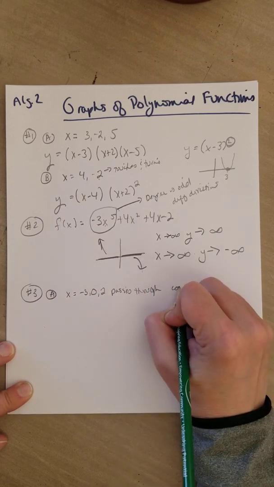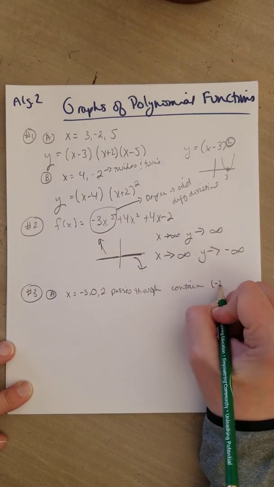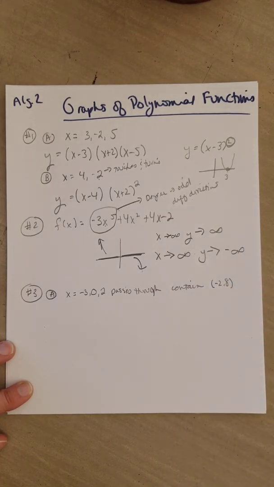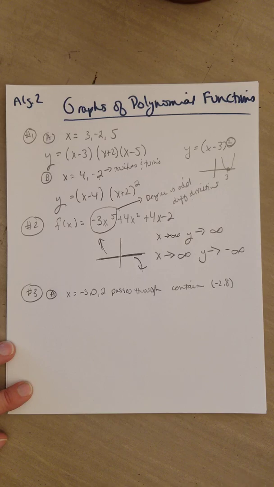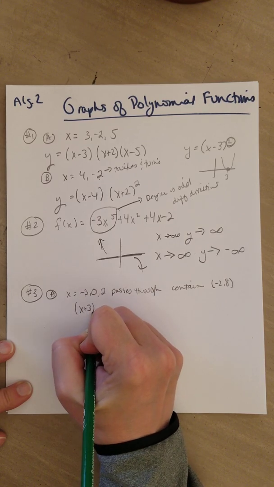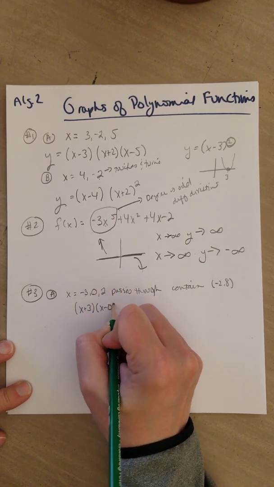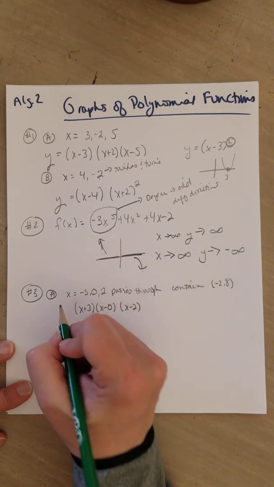I'm also seeing that it has to contain, this one's easier to see, you guys, the point -2, 8. So what I'm going to do is create my equation like I did up here, and then I'm going to make sure that it actually works using my calculator. So x minus 3 came from an x plus 3. 0 came from x minus 0, and 2 comes from a factor of x minus 2, right?